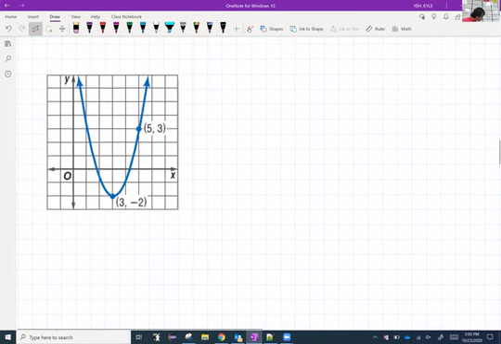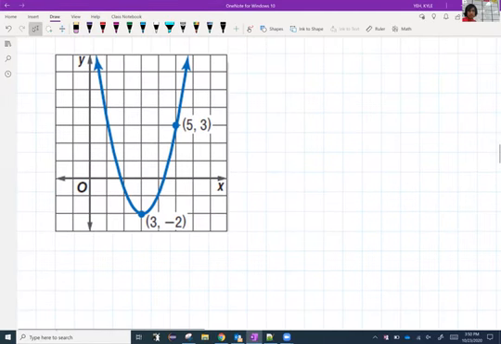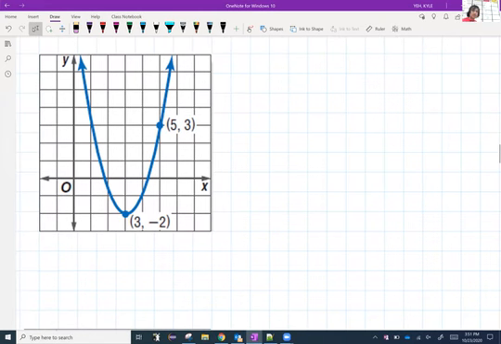I'd like you to try this one. Pause the video if that last one made sense. If not, go back, rewatch it, watch those couple minutes. Try this one, pause the video, and see what you get as your vertex form equation for this parabola. I'm going to pause my video, work it out, and then we'll both hit play and be able to compare notes.